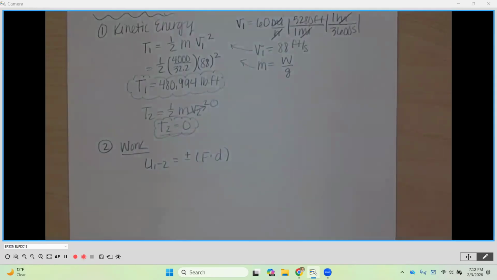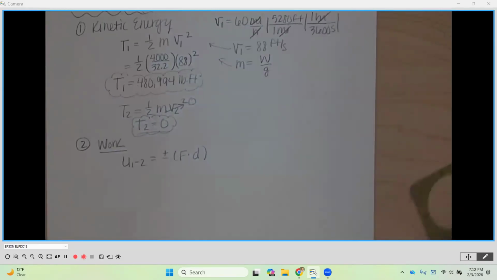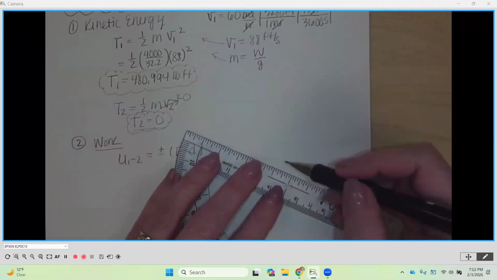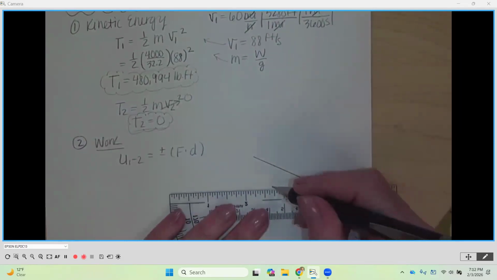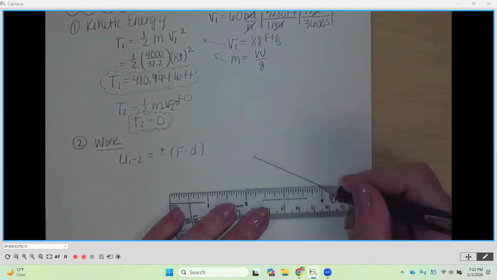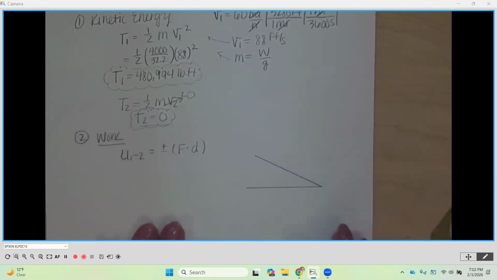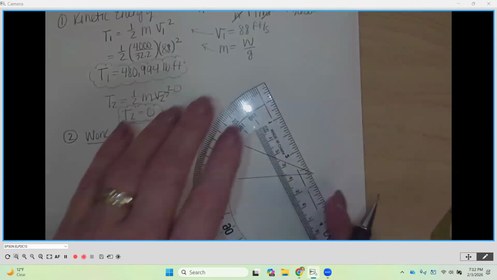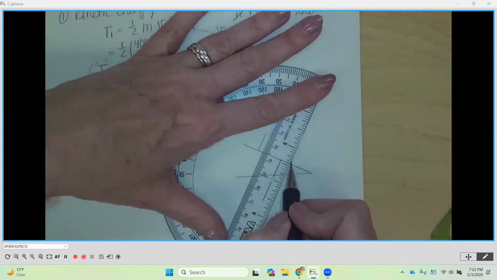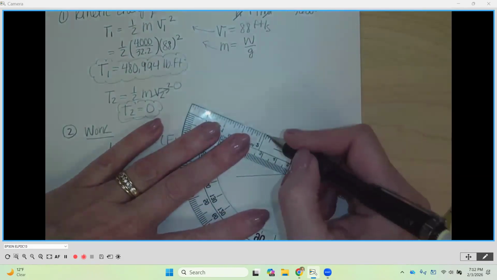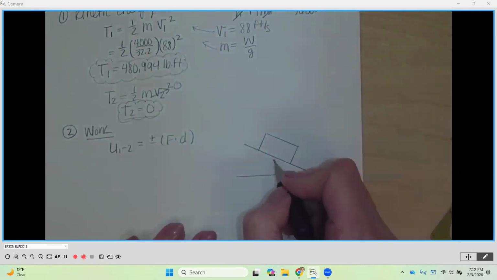Now, let's draw a little diagram, okay? Because we've got to see what forces we have going on, at least I do. So I'm going to exaggerate the 5-degree incline, just so that we can see a little bit more of a difference. I'm not going to draw an automobile, but I'm just going to draw a rectangle up here with a center of gravity.